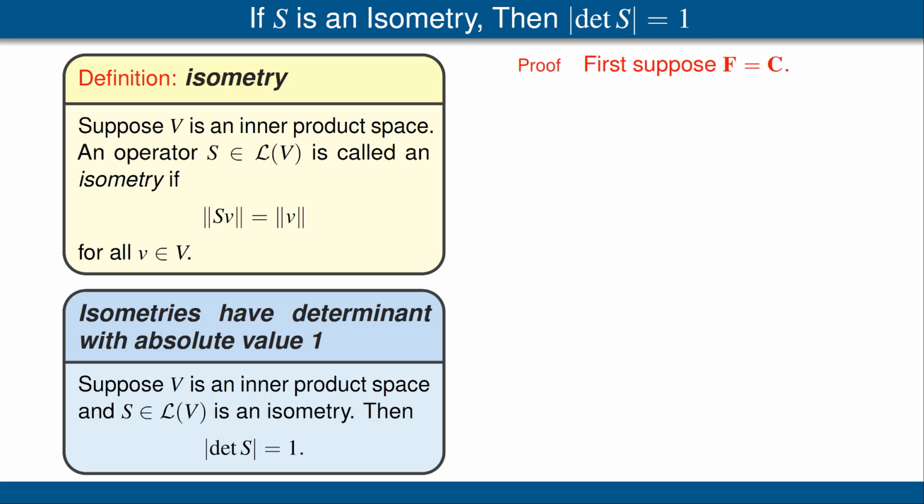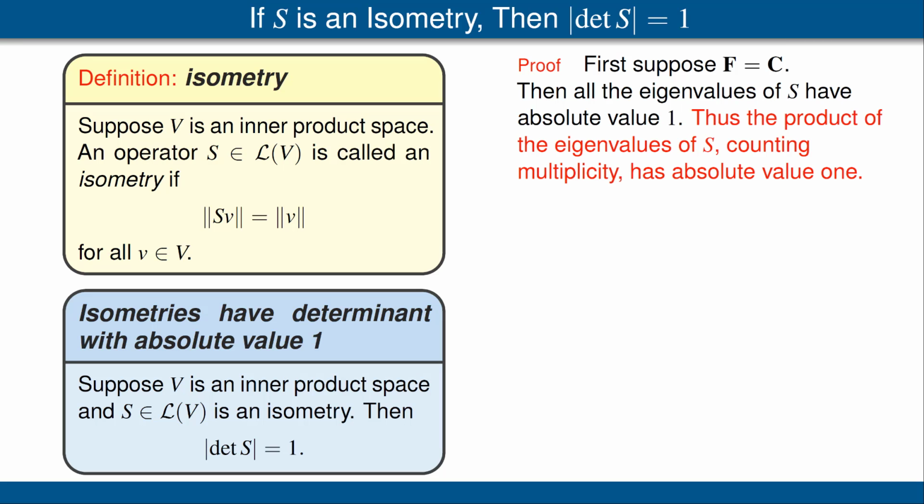First, suppose we're in the case of a complex vector space. Recall that the determinant of S is defined to be the product of the eigenvalues of S, counting multiplicities. Because S is an isometry, we know from previous results that all the eigenvalues of S have absolute value 1. Thus, the product of all the eigenvalues of S, counting multiplicity, also has absolute value 1. In other words, the absolute value of the determinant of S is equal to 1, which is our desired result.